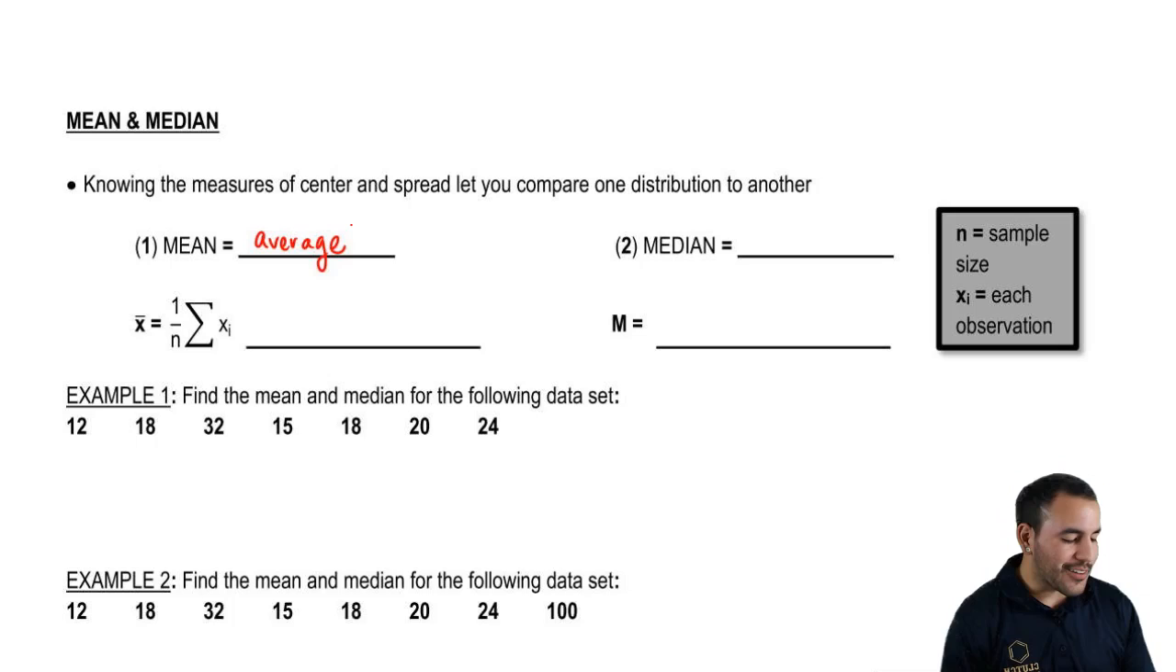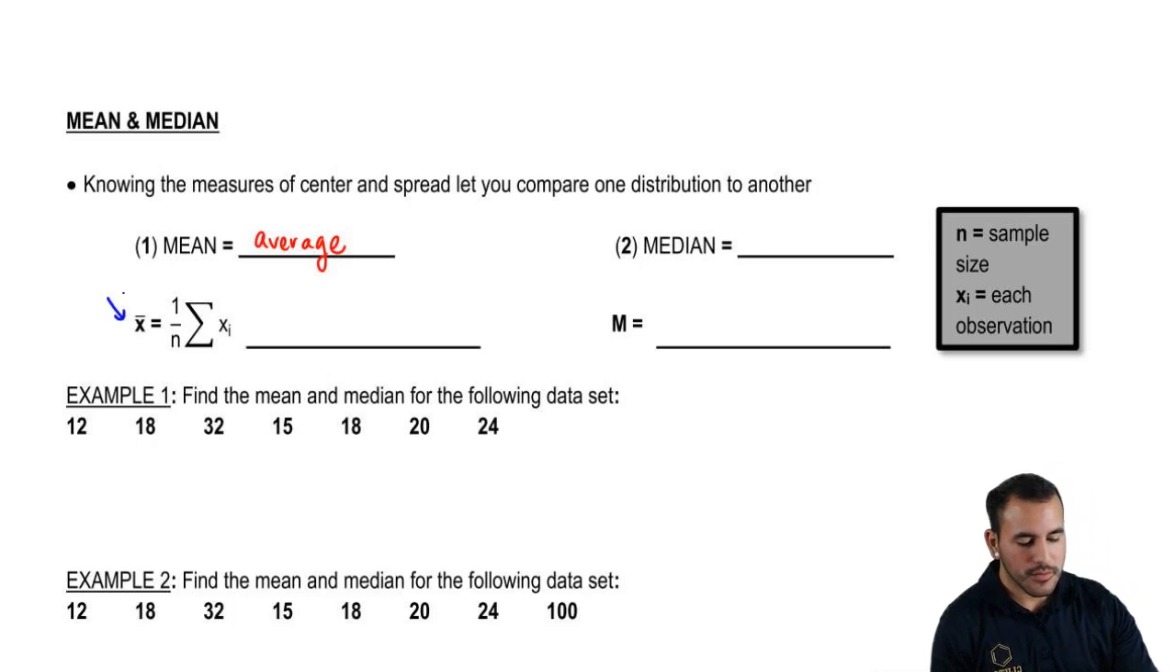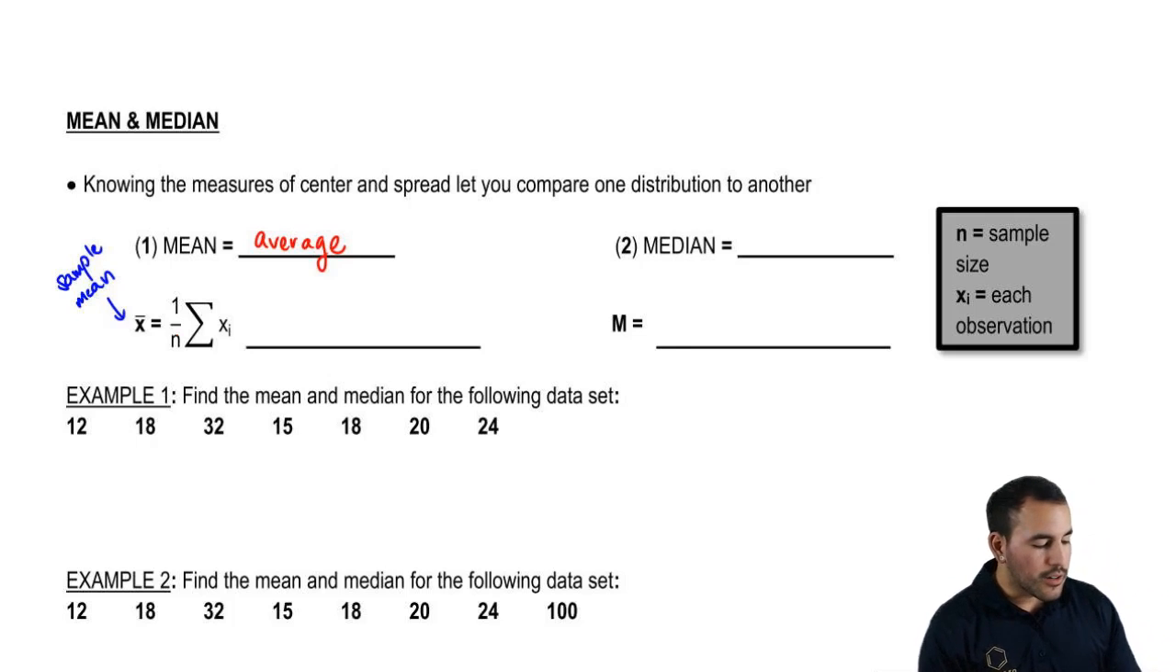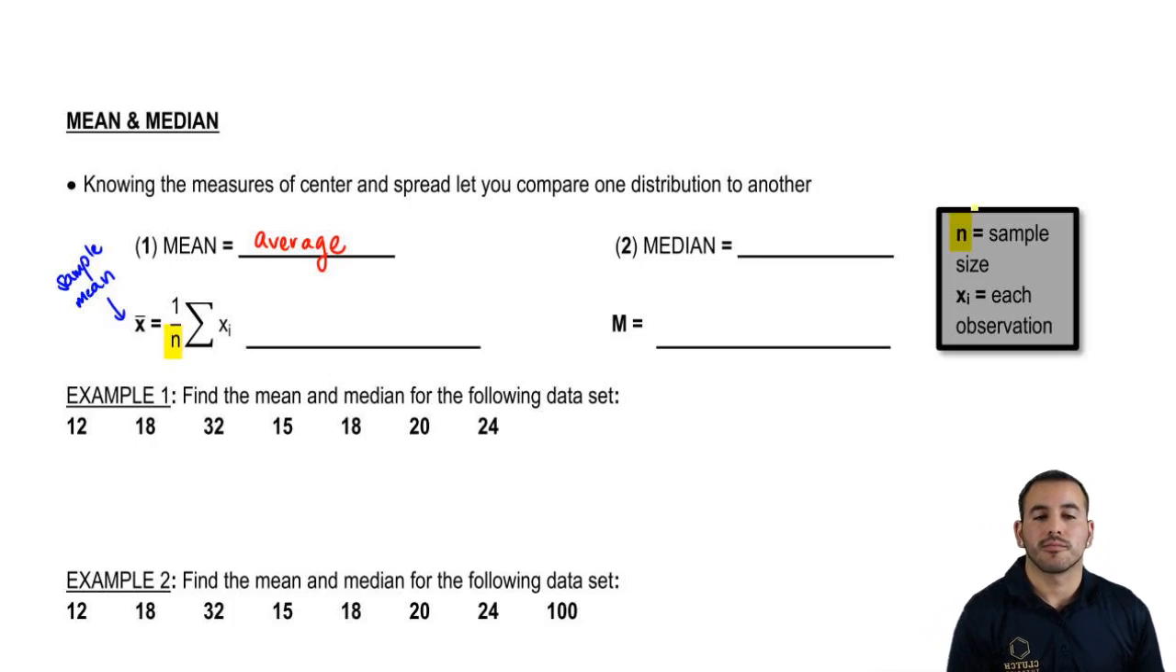Here we have our sample mean, and that's represented by what's called x bar. That's that little guy right there. And then we have 1 over n. What is n? n is our sample size, which I wrote there on the right hand side. Our sample size is just however many observations there are.